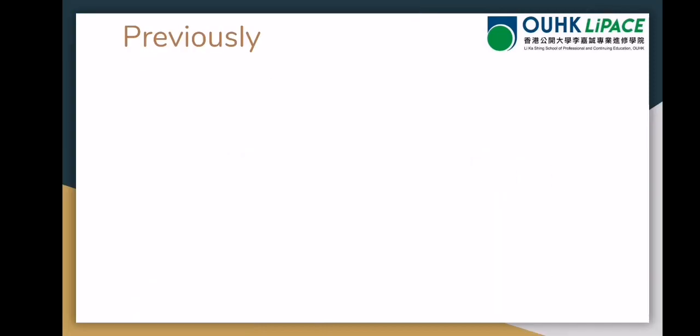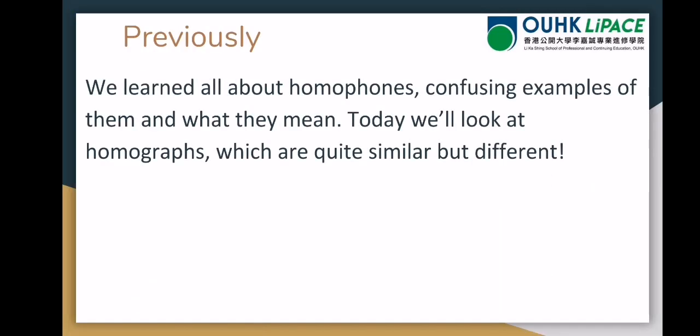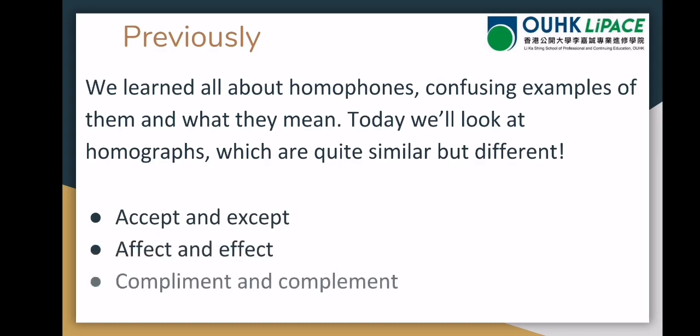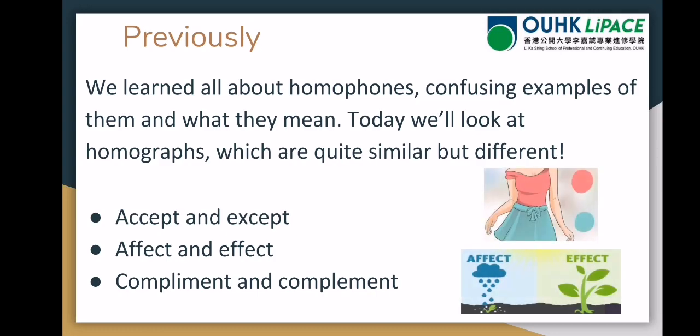So in our previous two videos we looked at something called homophones. These are basically words that are spelt differently but they have the same pronunciation and also a different meaning. So these can be very confusing. We looked at some examples of them that you commonly see in English, what they mean and how to tell them apart. So words such as accept and except, effect and affect, complement and compliment. So they all have the same pronunciation, but different spelling and different meanings. If you want to learn more about that, you can check out my previous videos.